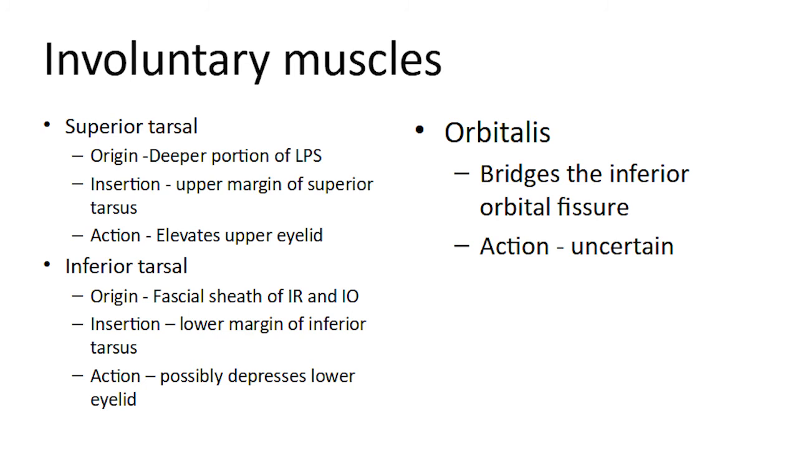It inserts into the upper margin of superior tarsus, as we saw, and the action is it elevates the upper eyelid. The inferior tarsal muscle originates from the facial sheath of inferior rectus and inferior oblique, and it inserts into the lower margin of the inferior tarsus, that is the lower eyelid. The action is possibly depresses the lower eyelid. As you know, in human beings, the movement of lower eyelid is not that significant. Coming to orbitalis, it bridges the inferior orbital fissure, and here the action is uncertain.